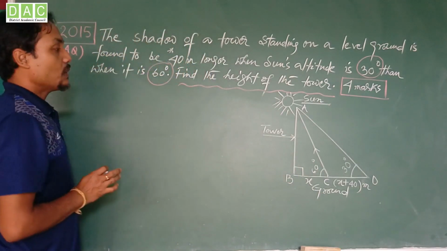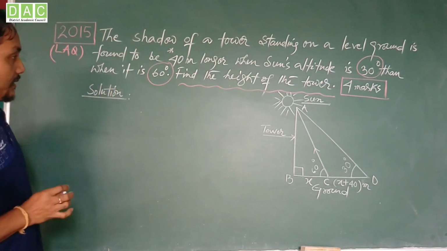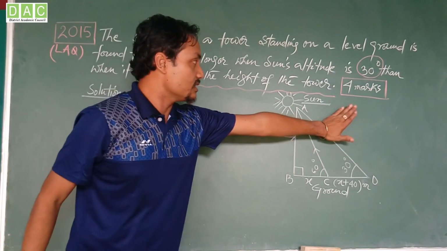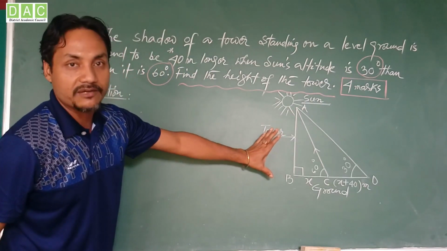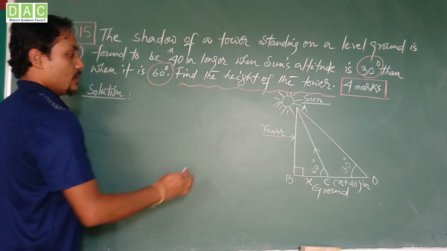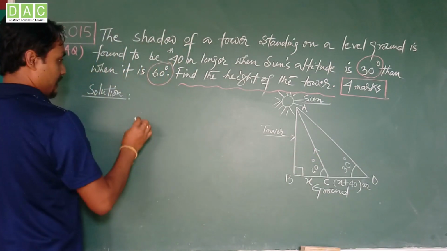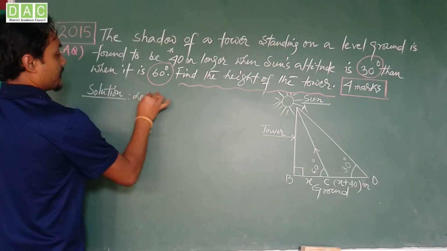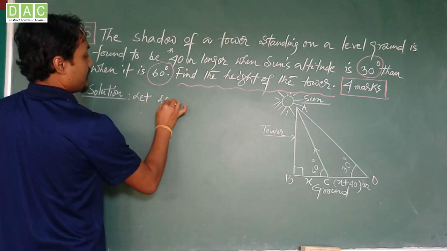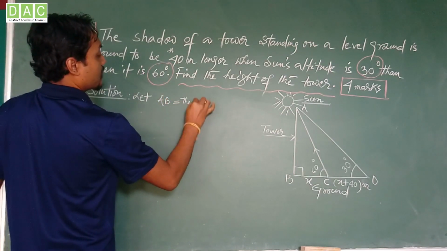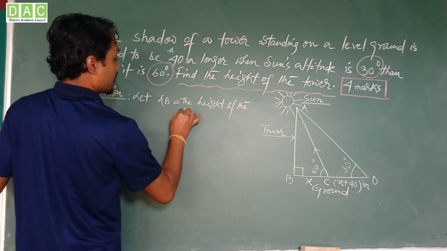Now we see how to start the solution part. In this question, you remember this is a long answer type question. It carries 4 marks. So at least we have to describe the figure first. We try to describe it. That means which part of the figure is the tower, which part is the ground. Let AB be the height of the tower.